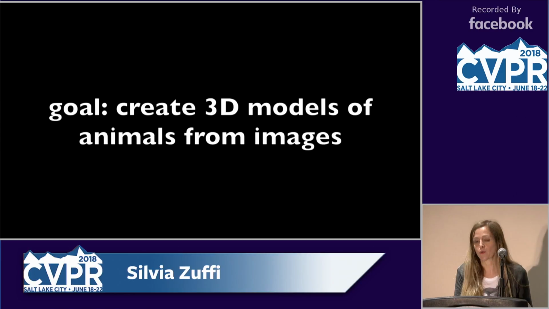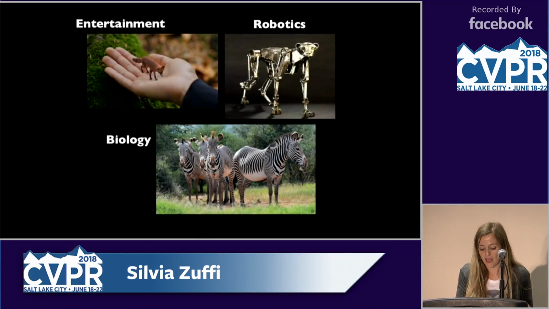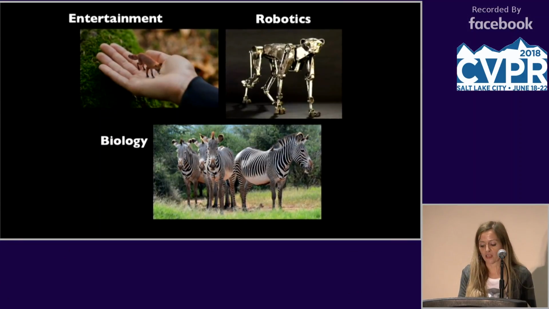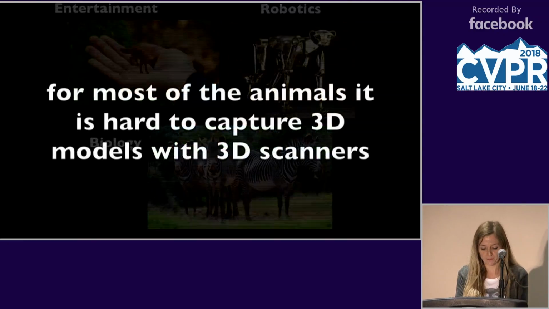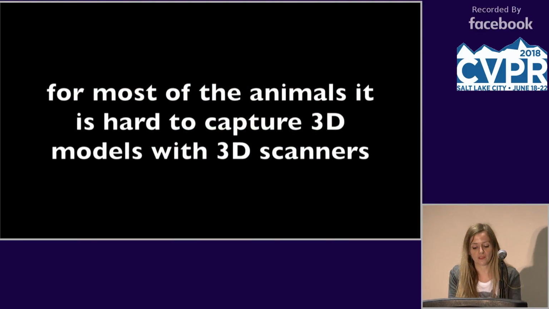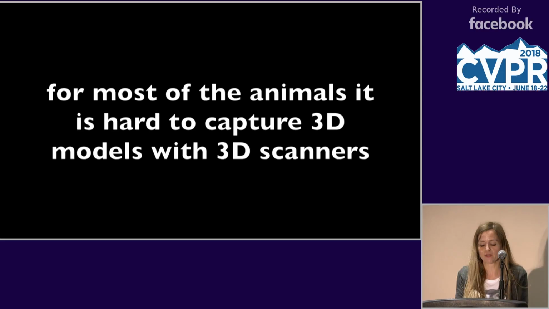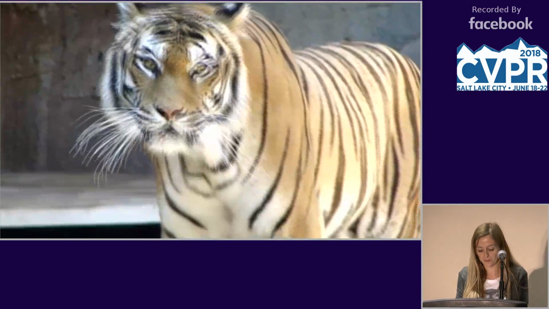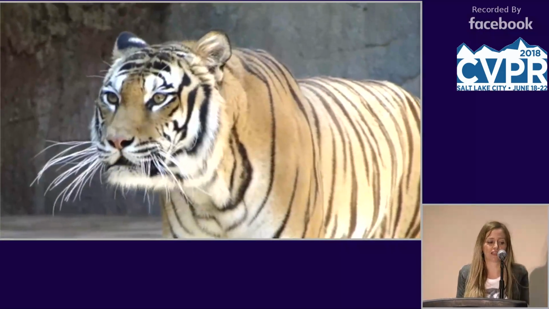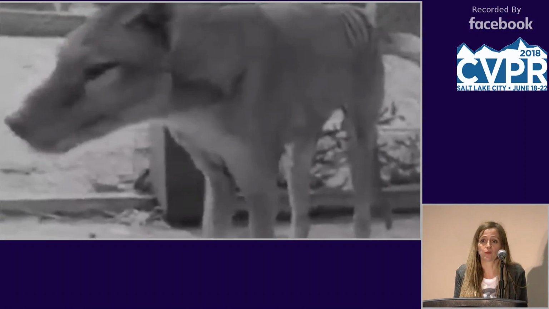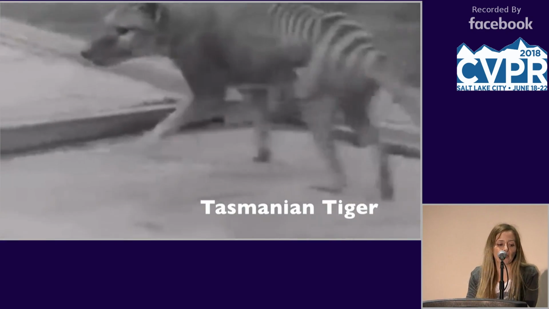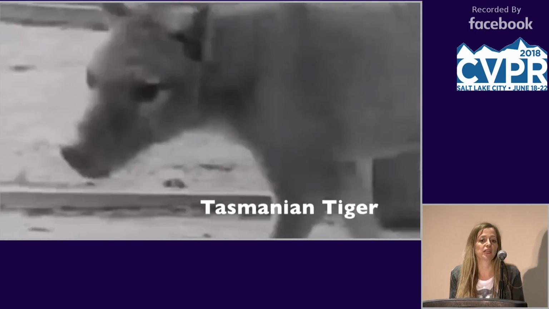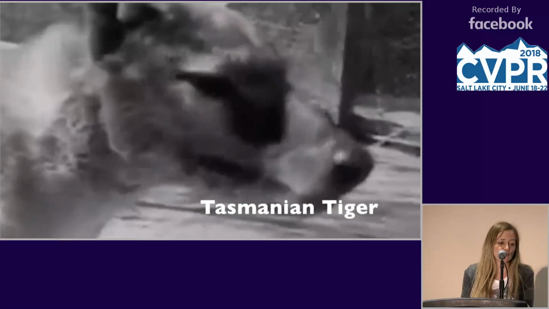So the goal of our work is to create 3D models of animals from images. And this has many applications, ranging from entertainment to robotics to biology and more. But for most animals, it is hard to capture 3D models with current scanning technologies, because animals can be wild or because animals can be extinct. And this is indeed the video of the Tasmanian tiger that became extinct in the first half of the last century.